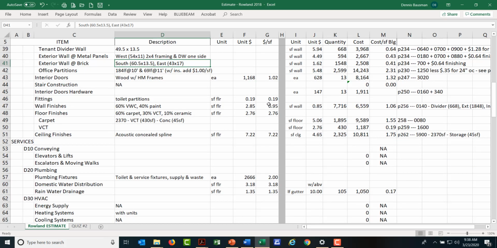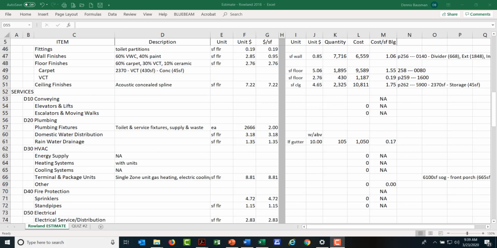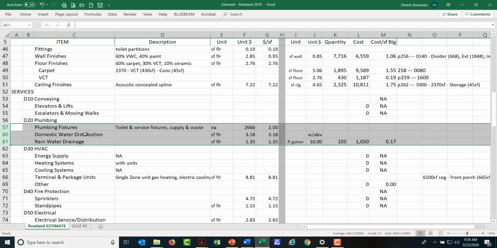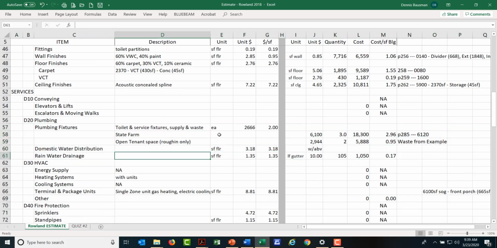Fittings, toilet partitions. I didn't, frankly, like what they did there. Let's see what I did. Okay, I think I figured out what I did here. On plumbing, if you looked at the baseline, that's what you'd see. What I did is I think I adjusted that. I didn't like that particular one. It was a square foot number, or I don't know, each. I don't know how they arrived at 2. What I looked at was the space. Part of that space is finished out, and part of it's open tenant.